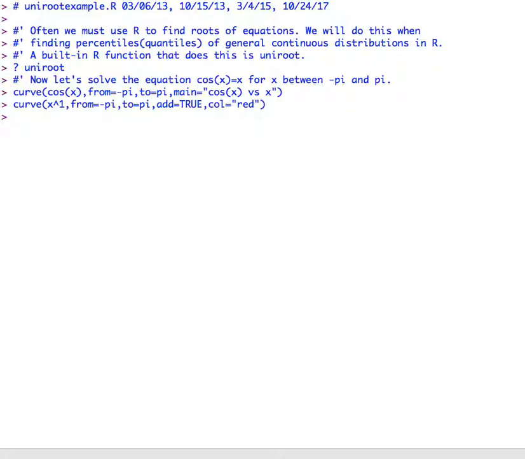How does uniroot work? First of all, uniroot only finds roots or zeros of an equation. So if we want to solve cosine x equals x, we're going to somehow have to convert that into something where we're looking for a 0. The trick here is to look at cosine x minus x. Cosine x minus x will only be 0 if cosine x equals x. So in this case, I'm going to define a function on the fly. Let's see how this works.